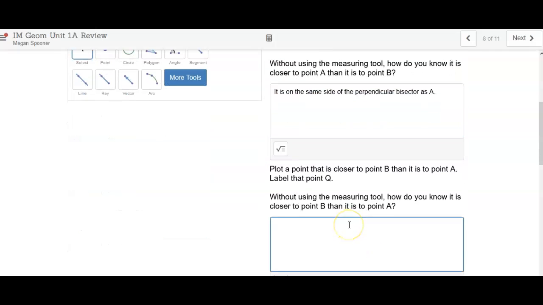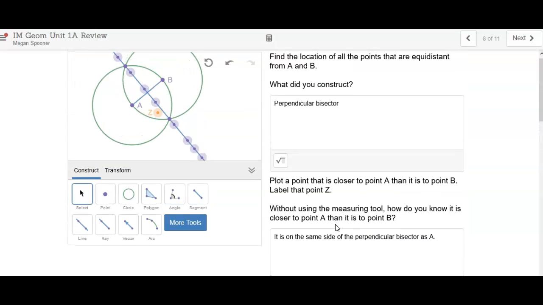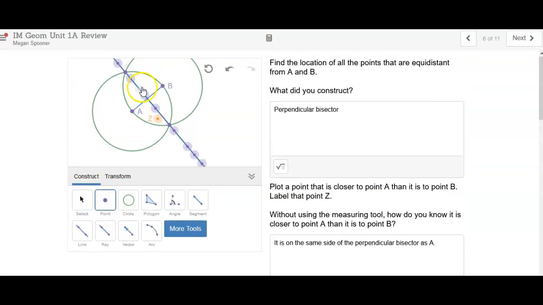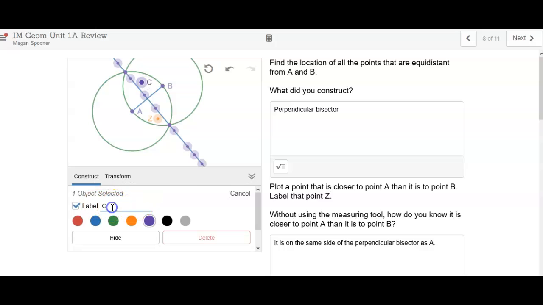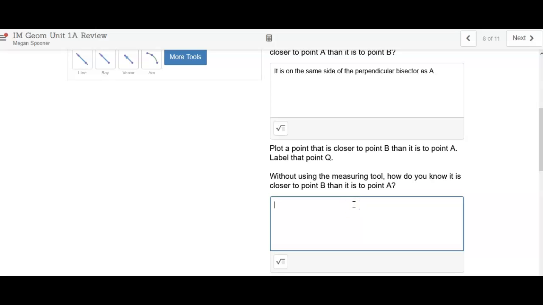Okay. Then we want to plot a point that's closer to B than it is to point A, and we're going to label that point Q. So if we put another point over here, I'm just going to pop this one. That looks good to me. I'm going to label that one Q, and I'm going to change the color to green so that I can differentiate between those a little bit better. And the reason that that one is closer to B than it is to A is because it is on the same side of the perpendicular bisector as B.